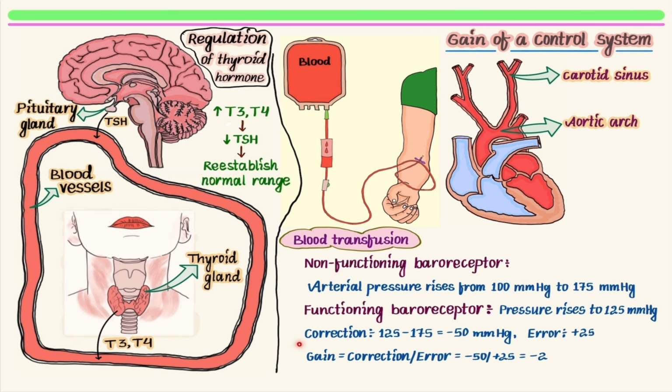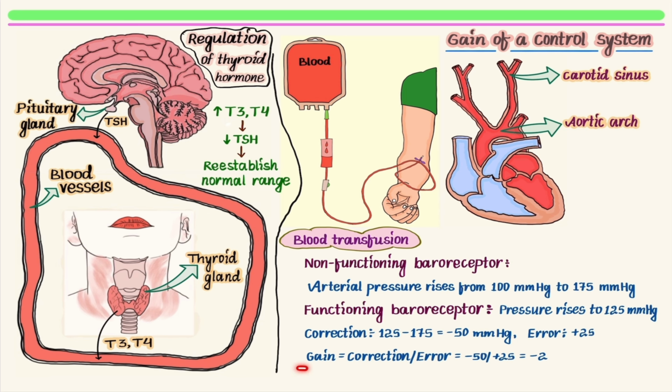Then we have to calculate the correction of the control system. It is the blood pressure with functioning baroreceptor, that is 125 mmHg, minus the blood pressure with non-functioning baroreceptor, that is 175 mmHg. Then we find the correction of the control system is minus 50 mmHg. The arterial pressure with functioning baroreceptor rises from 100 mmHg to 125 mmHg. So the error is 25 mmHg.